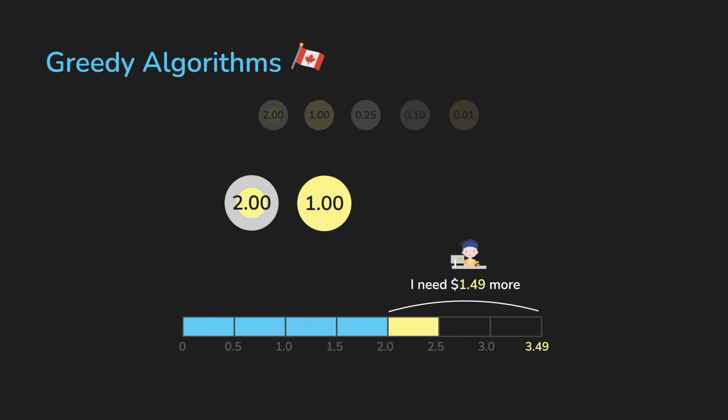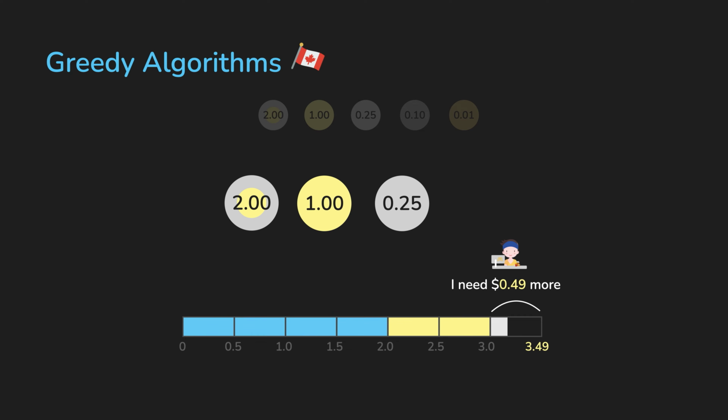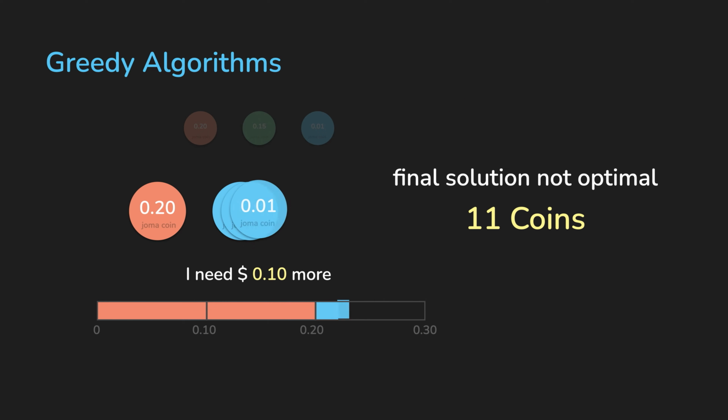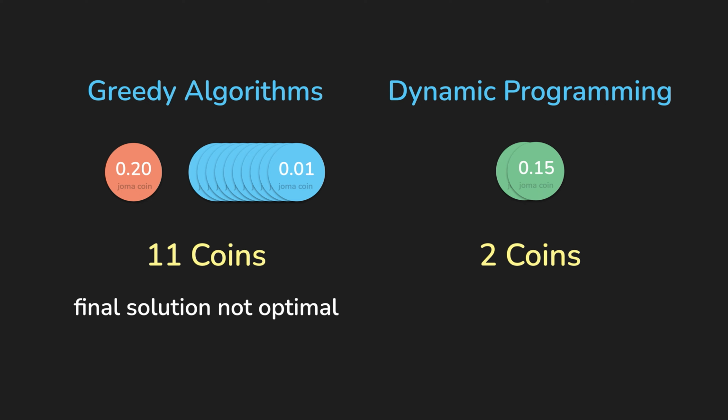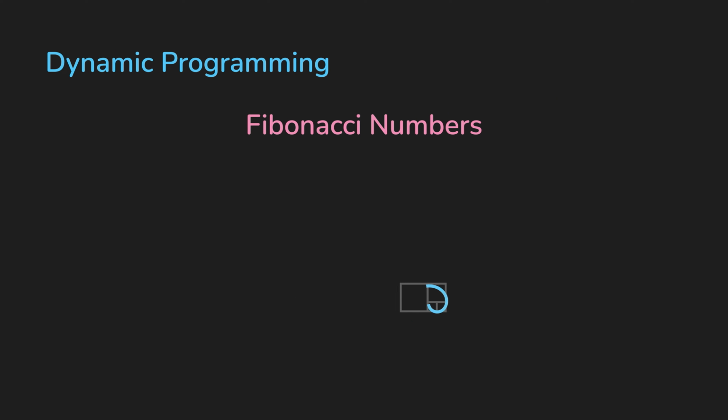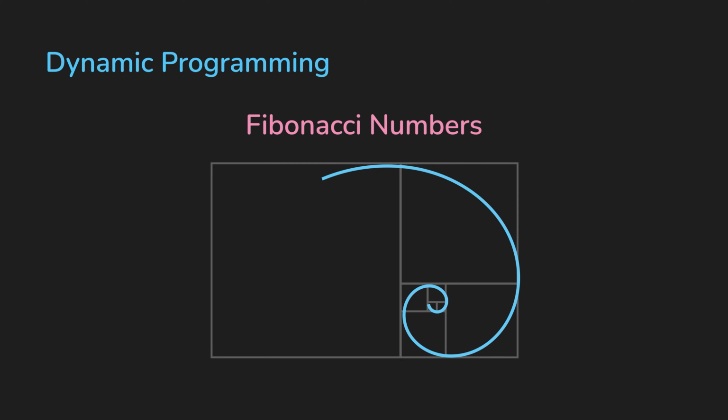In the last video, we solved the coin change problem with the greedy algorithm, but had a problem where we cannot necessarily produce the optimum solution. And I also mentioned that we can use dynamic programming to solve the problem. So let's learn dynamic programming with the Fibonacci number problem first.